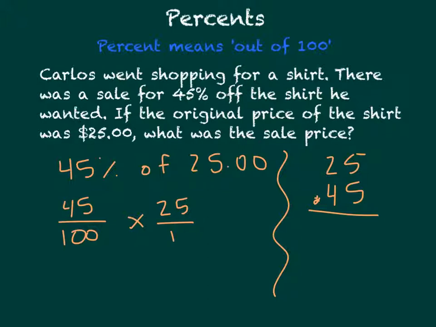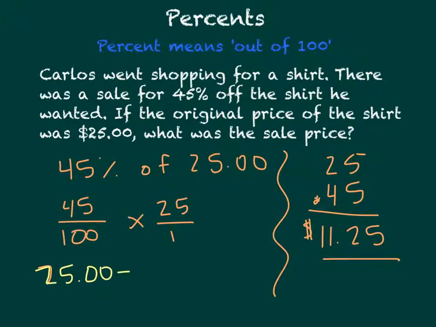I can't remember what we got earlier. Do you remember? We're gonna get 11.25. Is that right? Yes. Okay. So our answer would be 11.25. Ta-da. That's our answer. That's not the sale price. That is 45% of $25.